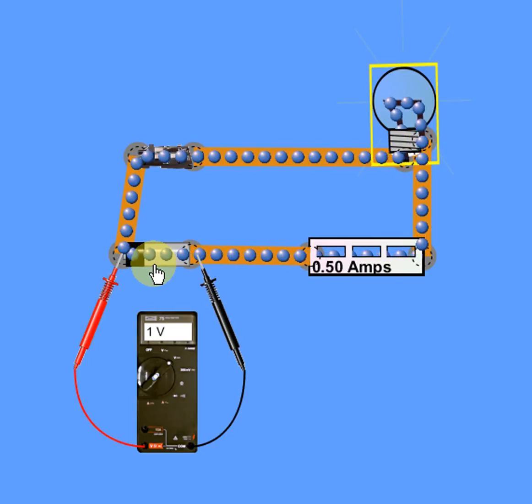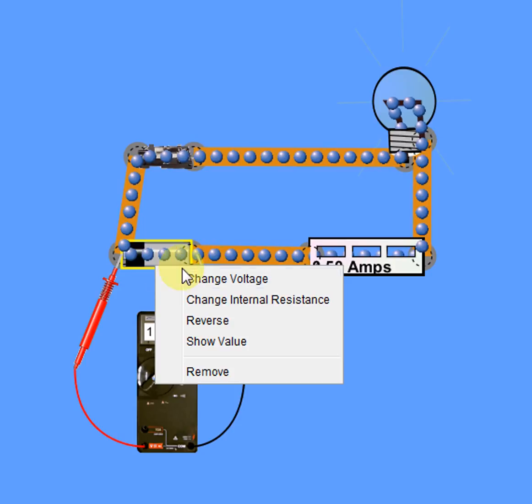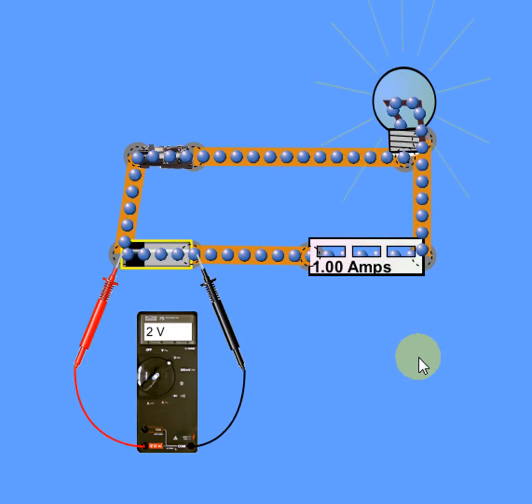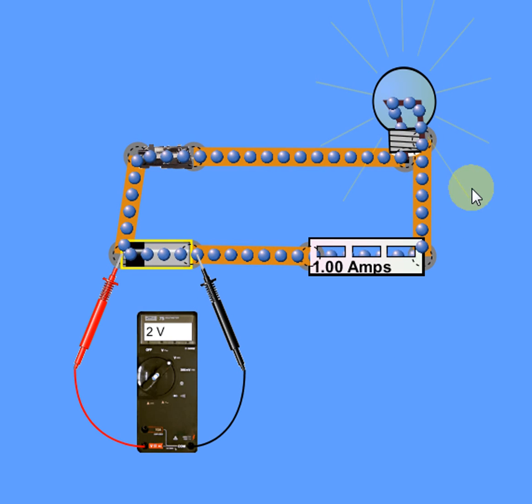Now, what's going to happen if we double the voltage? Okay, we take the voltage, we go from 1 volt to 2 volts. Now, how many amps are we going to have flowing through the circuit? If you said 1 amp, you were correct. 2 volts will push 1 amp through 2 ohms of resistance.